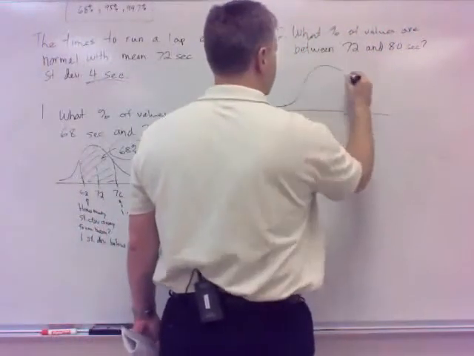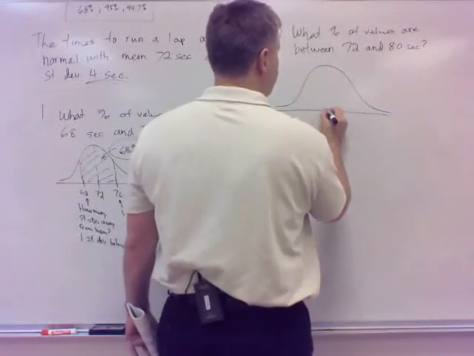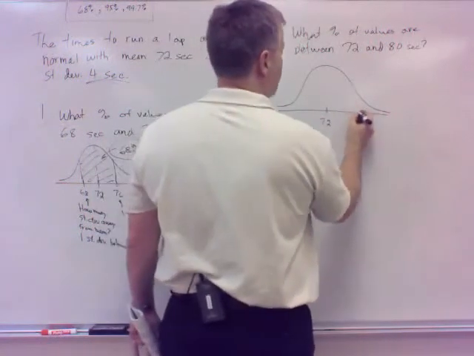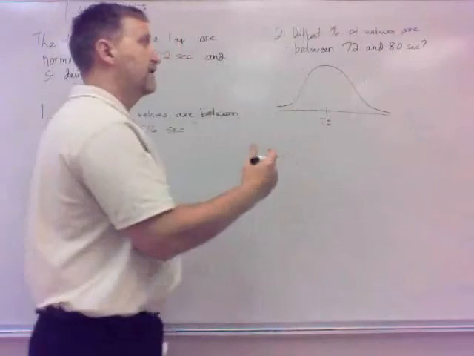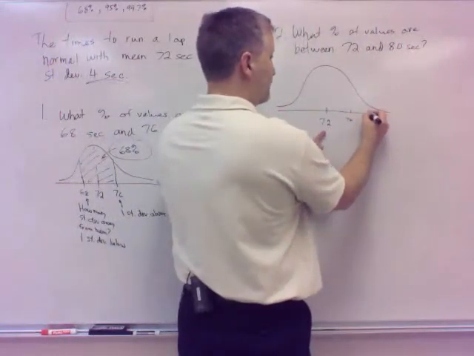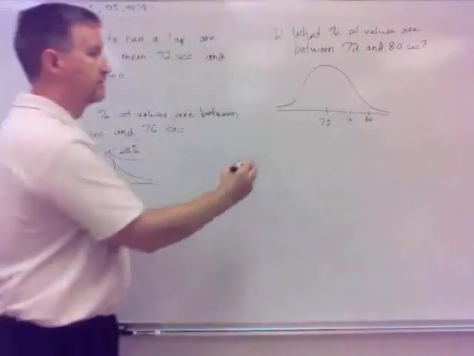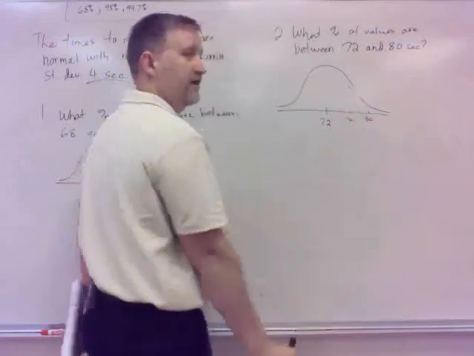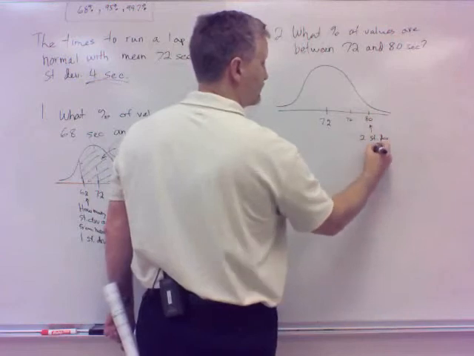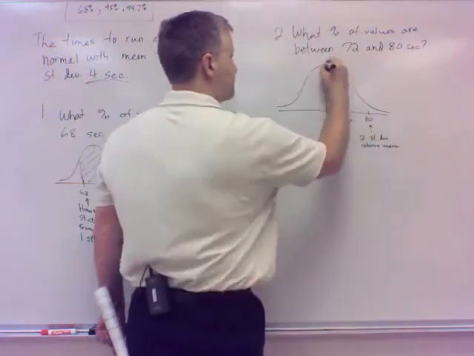Okay, well, let's draw our picture here and just shade what we're wanting. What goes in the middle? 72, because it's the mean. The mean always goes in the middle. And then I want to go to 80. Now, let's mark it off. If I go one standard deviation, I'm at 76. If I go another one, I'm at 80. So 80 is 2 standard deviations above the mean. So I want this percentage here.